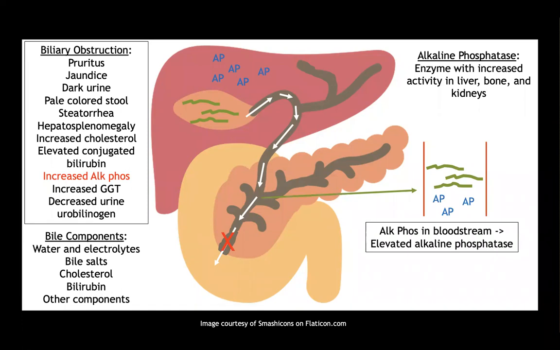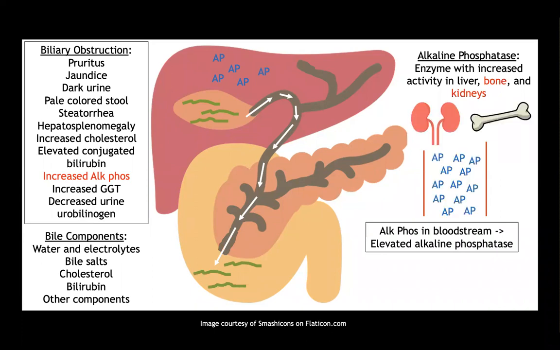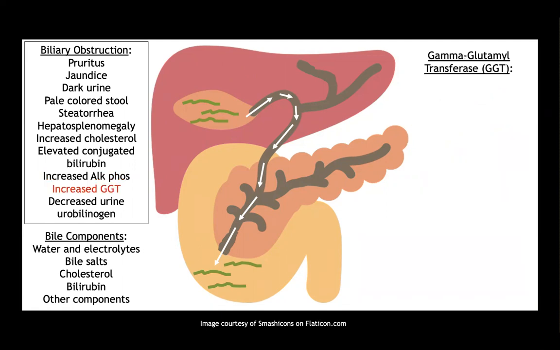With that said, alk phos is not exclusive to the liver. So if you ever have a bone or a kidney problem, you can also be leaking out alk phos. So if you have an elevated alk phos, it doesn't necessarily mean you automatically have biliary obstruction. You also have to consider other things like Paget's disease of the bone and things of that nature.